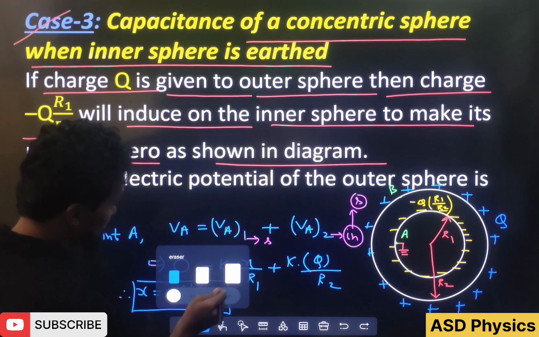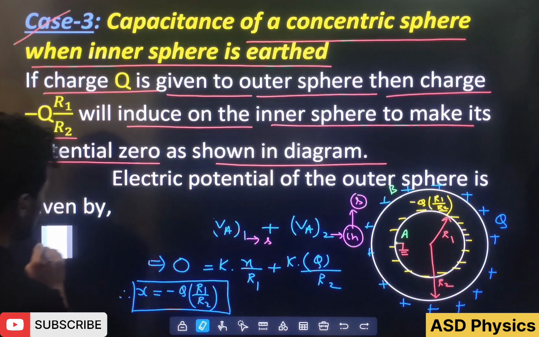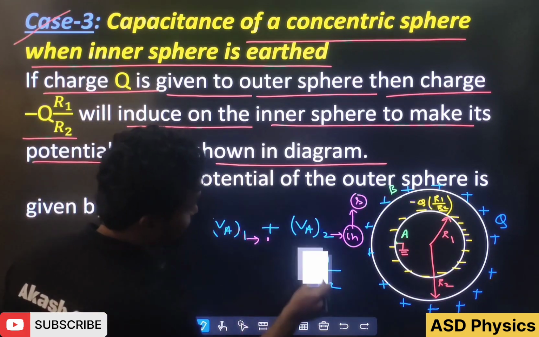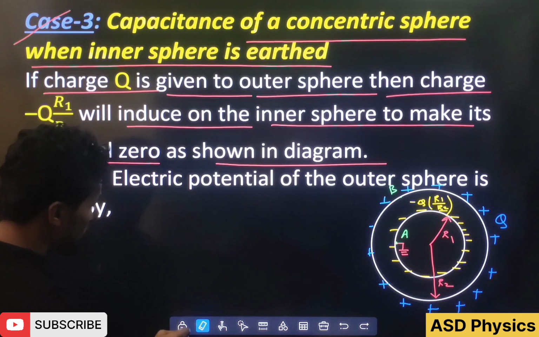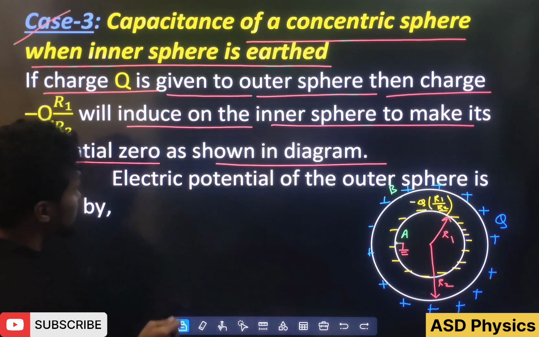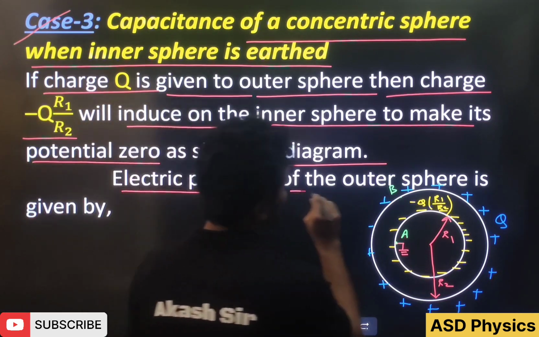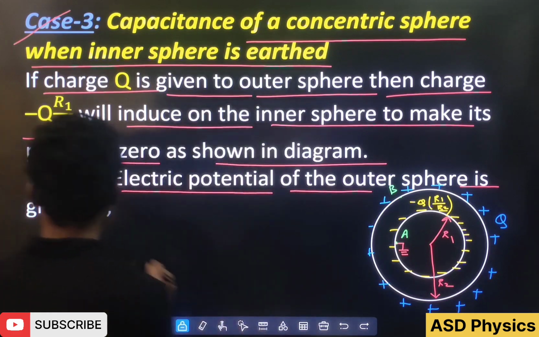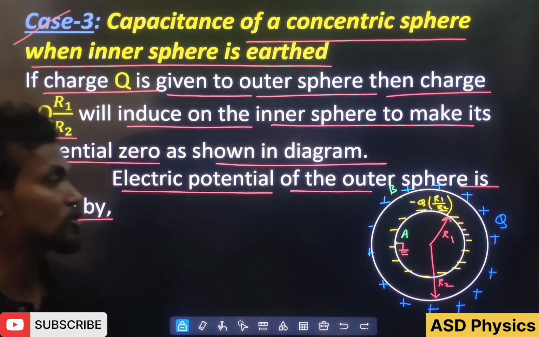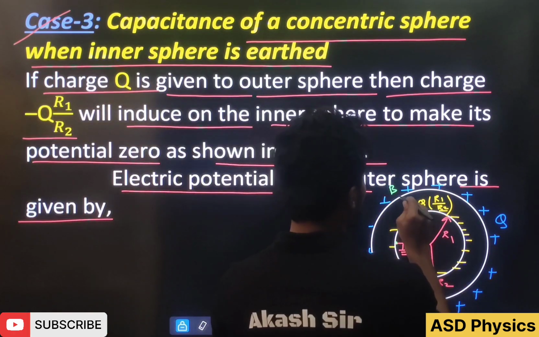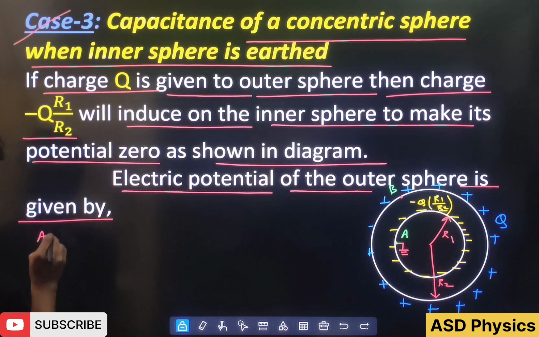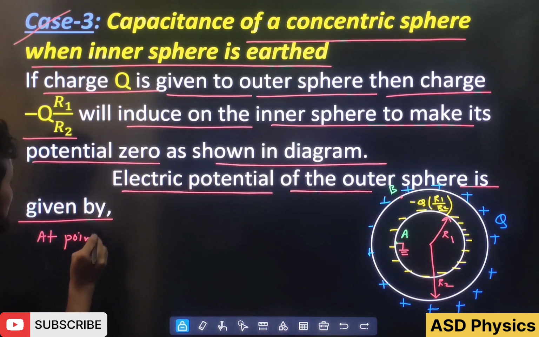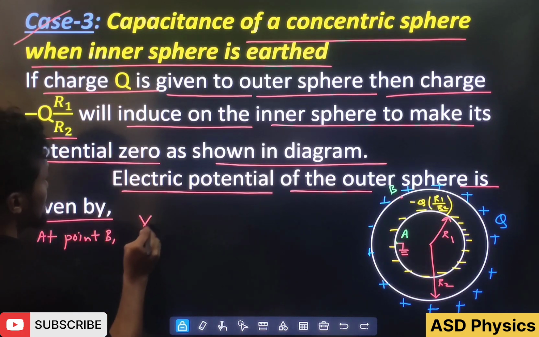Now students, what I will do here? I will just rub all this out, because we have already done it. Now again the same story. What is the story here? Now the electric potential of the outer sphere is given by the potential at which point? Point B. That means students, here please, at point B.